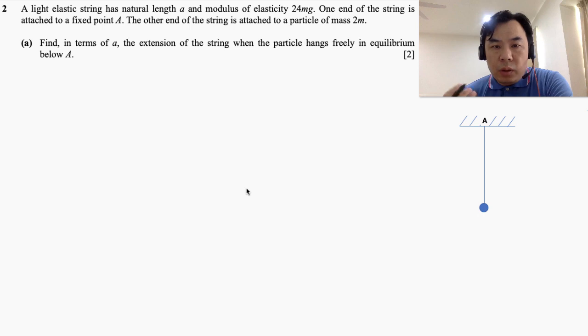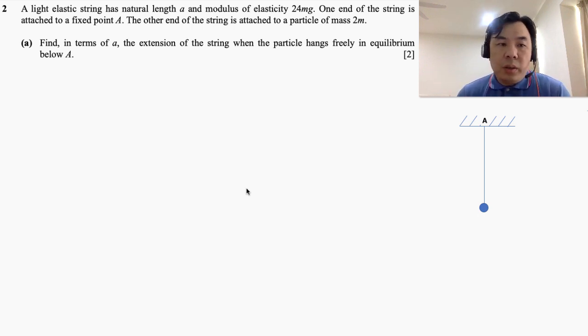In this question, it is very clear because it mentioned that it is in equilibrium, which means velocity is equal to 0, acceleration is equal to 0 also. Now you might have thoughts of two strategies that you can use. The first one is by using Newton's second law, and the second one you might be tempted to use conservation of energy. Let's see whether it works or not.